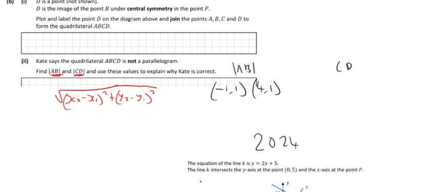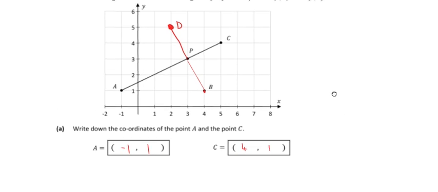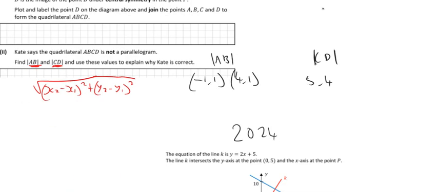And then for CD, it's 4, 1. Oh, sorry, I'm after using the wrong ones. Oh yeah, I listed them wrong first. C should be 5, 4. So then CD will be 5, 4 and 2, 5. Now when we're labeling the points, you always label them x1, y1, x2, y2.